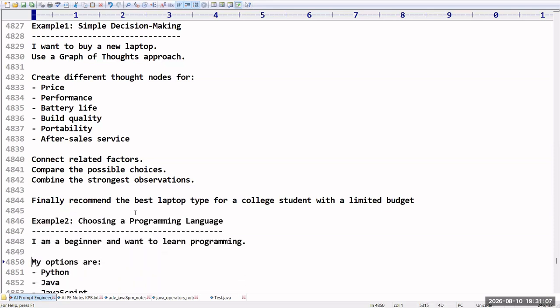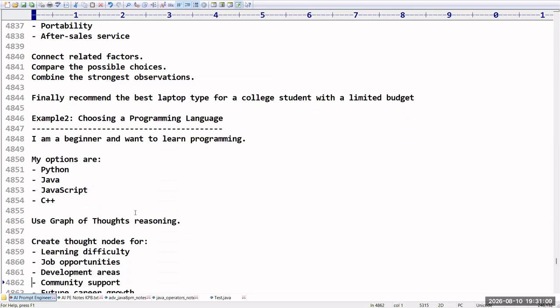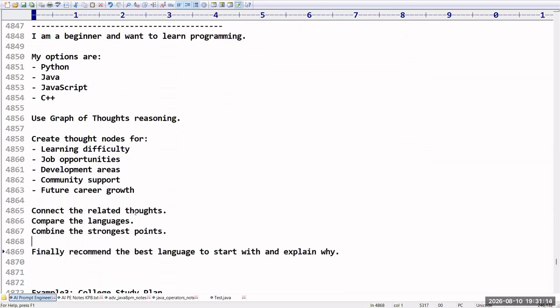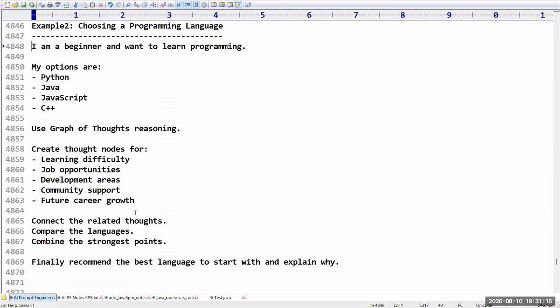Let's go for second. What is the second one here? Choosing a programming language. Sir, I am a beginner and want to learn a programming language. My options are Python, Java, JavaScript, C++.